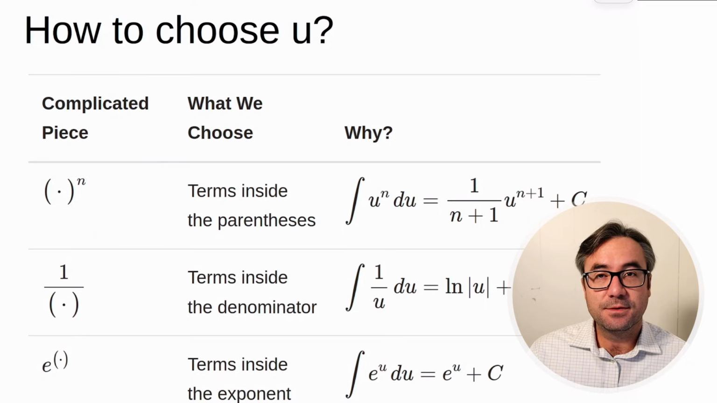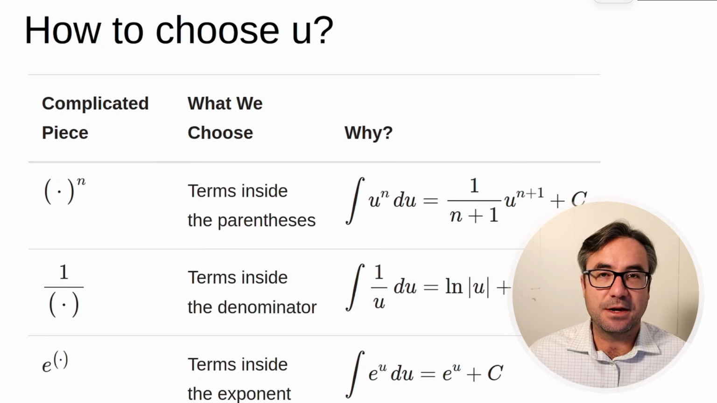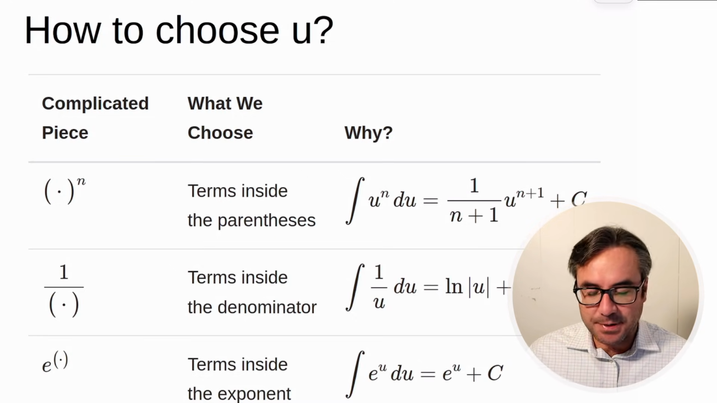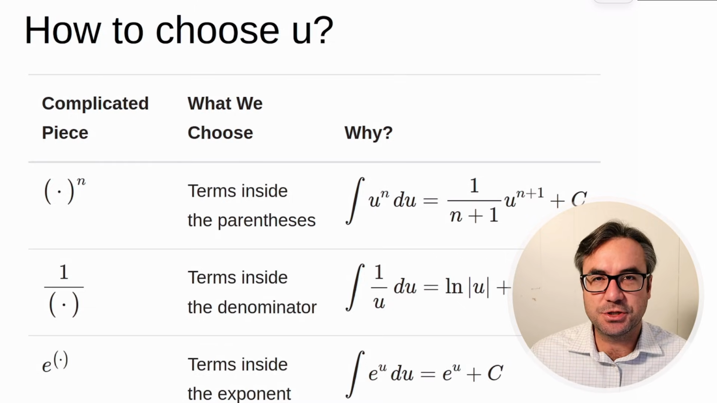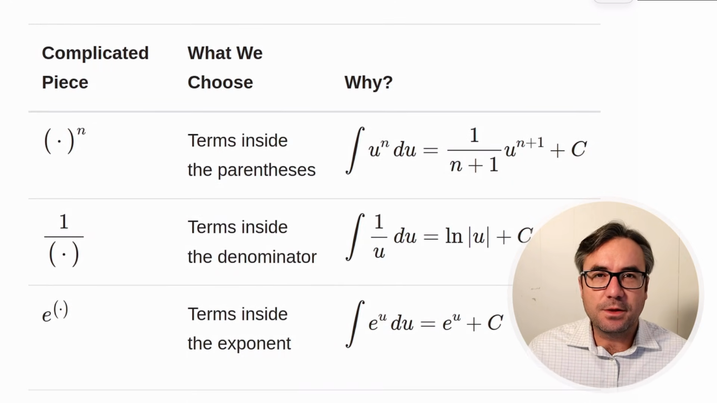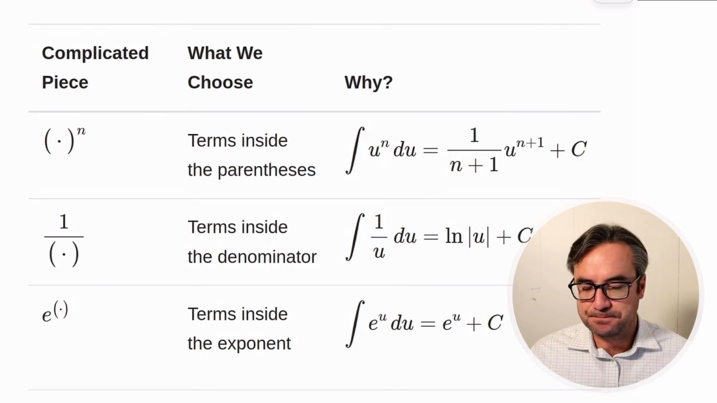If you see a fraction with just some stuff floating around in the denominator, you're going to let u equal the stuff in the denominator. And that'll give you this integral of 1 over u or something similar. And if you see an exponential function and you see a bunch of stuff up in the exponent, chances are you're going to let u equal the stuff inside that exponent. So again, we're trying to identify the inner function.